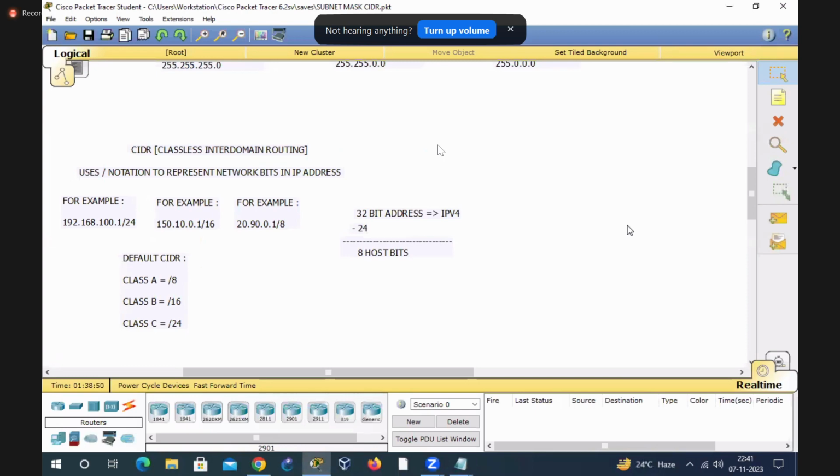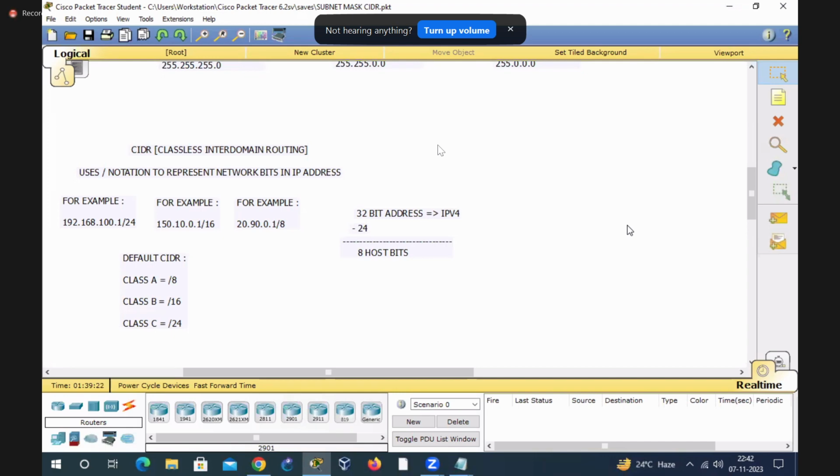Public classes: class A, class B, class C, class D, and class E. The range for class A is 1 to 126. For class B, 128 to 191. For class C, 192 to 223. For class D, 224 to 239. And for class E, 240 to 255.